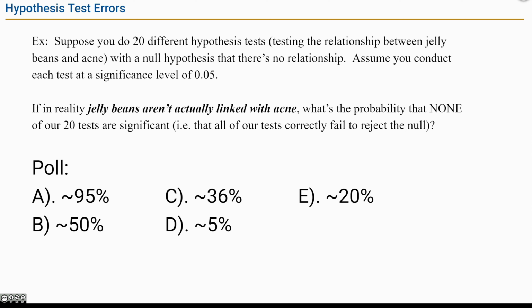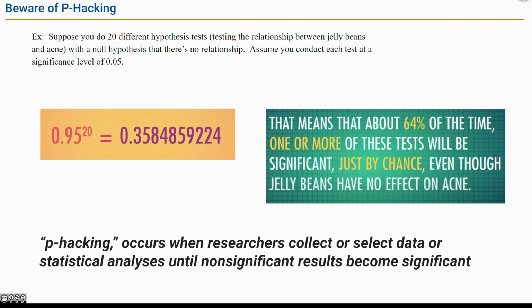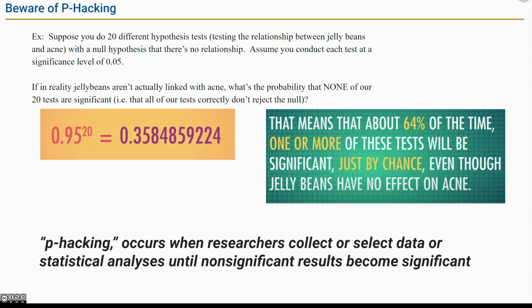Okay, so I want the probability that none of our tests are significant. Let's look at this. Well, that means there's a 95% chance that one of them is not significant, that it's correct, right? And I want all 20 of them to do that. So I have 95% to the 20th to give me the probability that none of our tests are significant.